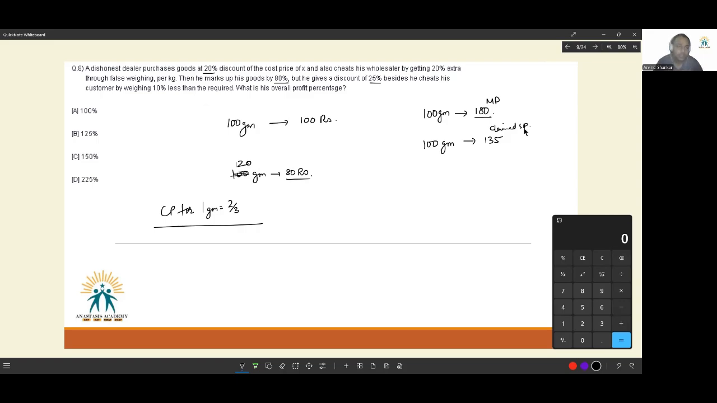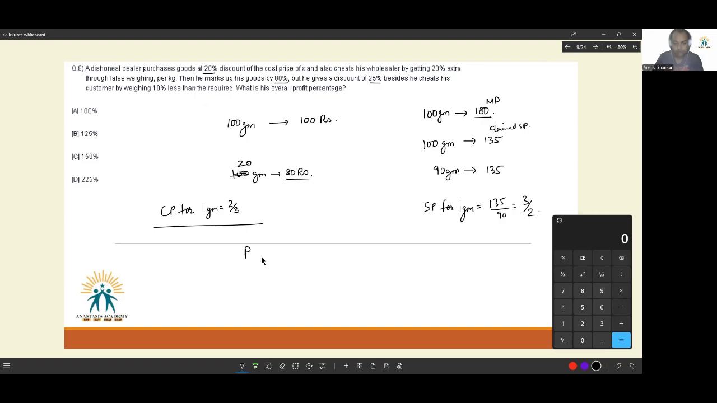Besides, he cheats his customer by weighing 10% less than the required. Oh, so he's only giving away 90 grams for 135 rupees. So SP for 1 gram will be equal to 135 by 90, which is equal to 3 by 2. So now see, CP for 1 gram is 2 by 3. SP for 1 gram is 3 by 2.